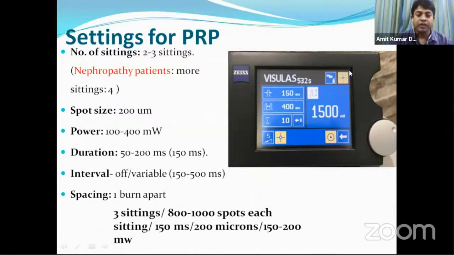The spacing will be one burn with tapered. So normally for each eye we choose 3 sittings, 800 to 1000 spots each sitting. The duration will be 150 milliseconds. Spot size will be 200 microns, and the energy will be 150 to 200 milliwatts to start with, and then you can titrate the energy based on the media density.